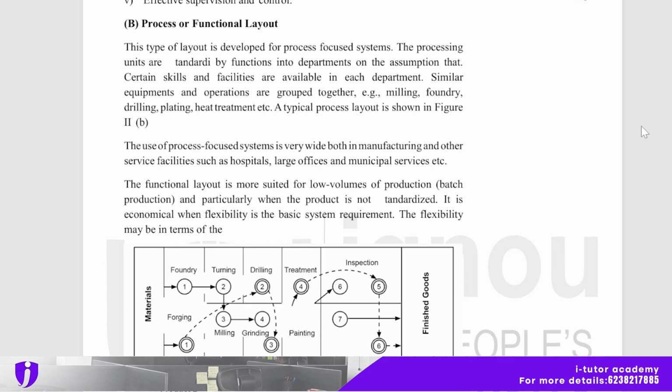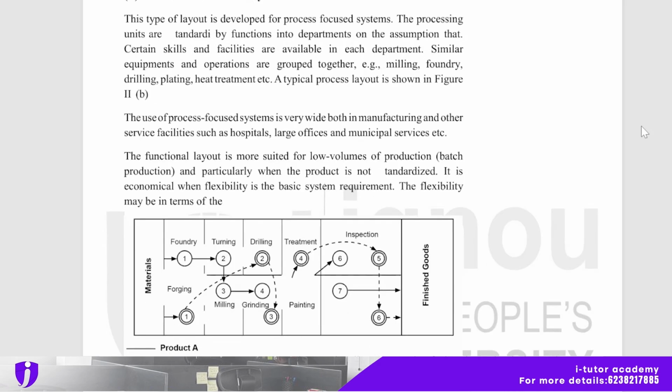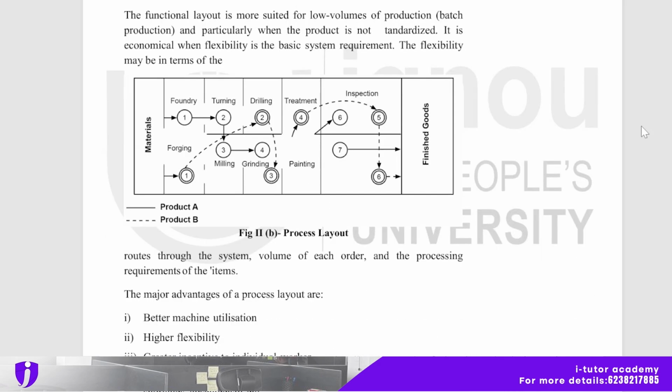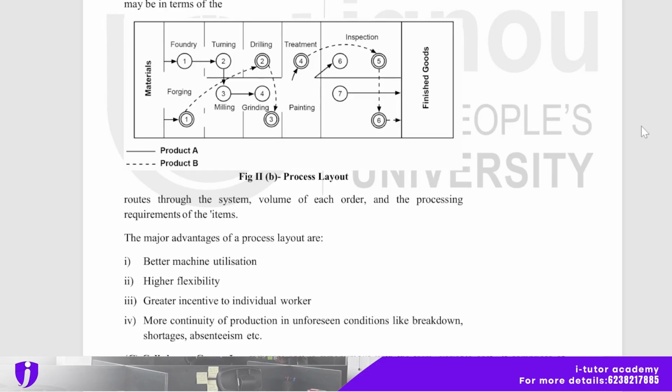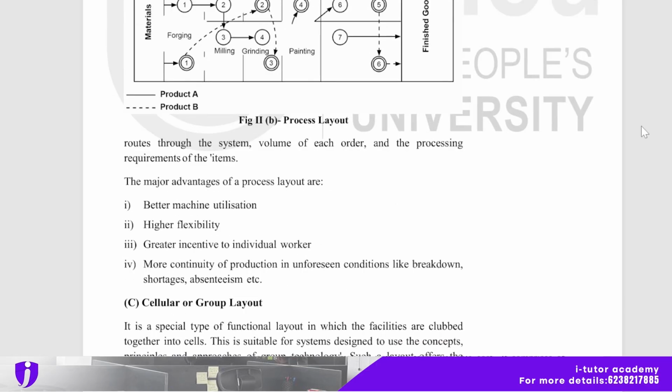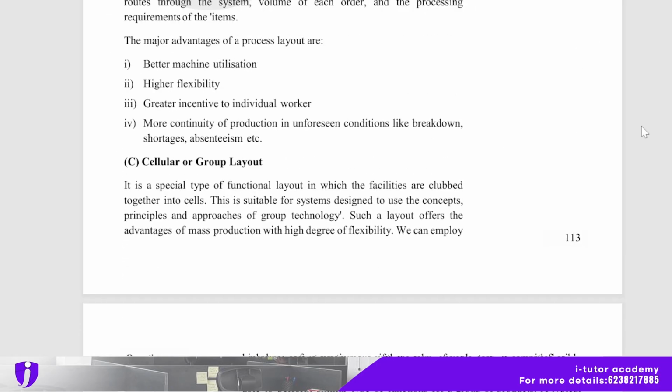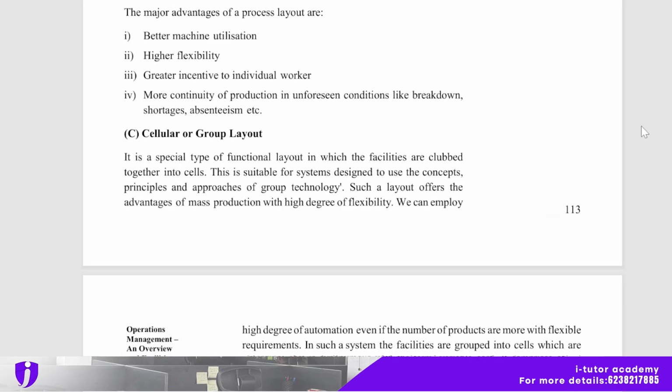And a typical process layout is shown in figure 2b. So this is figure 2b, please refer to that, that is about process layout. Okay, and the major advantages of process layout are better machine utilization, higher flexibility, greater incentives to individual workers, and more continuity of production in unforeseen conditions like breakdown, shortage, absenteeism, etc.